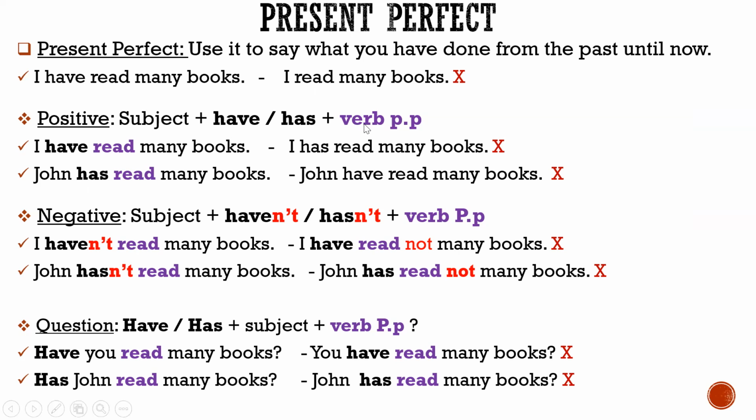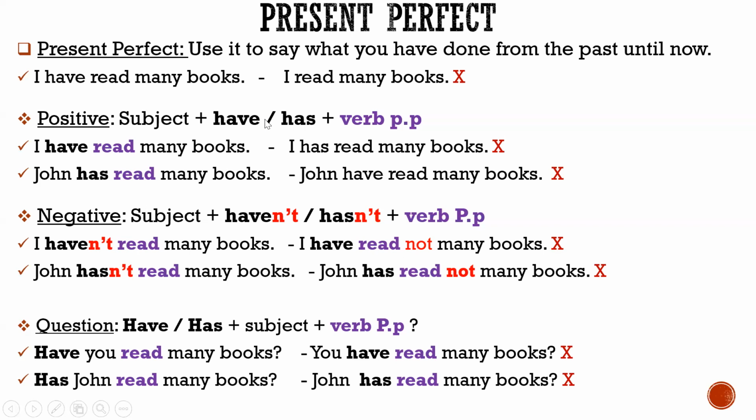Okay, have or has. Then the verb should be PP, past participle, the third form of the verbs. Look, we have write, wrote, written is the third form. We use written. Speak, spoke, spoken is the third form. So we use the third form with present perfect, okay? I have read many books. I is the subject, have is here, and read is the verb PP. John has read many books. Okay, that's present perfect. You don't say I has, okay? I takes have, not has. John has. This is wrong to say John have. John has, okay?